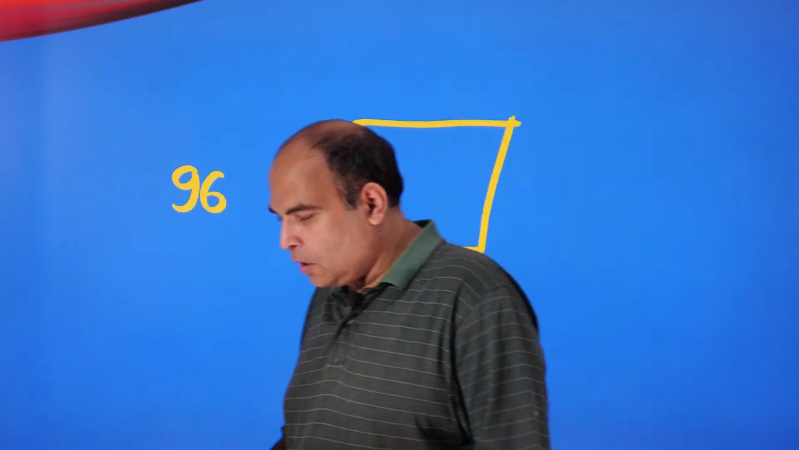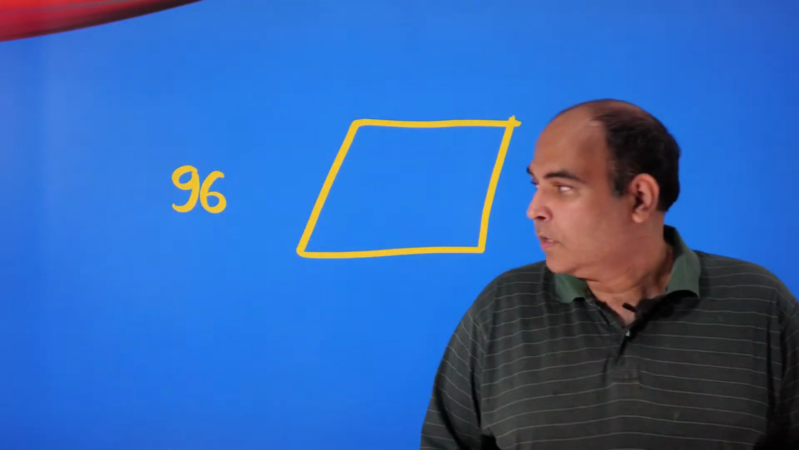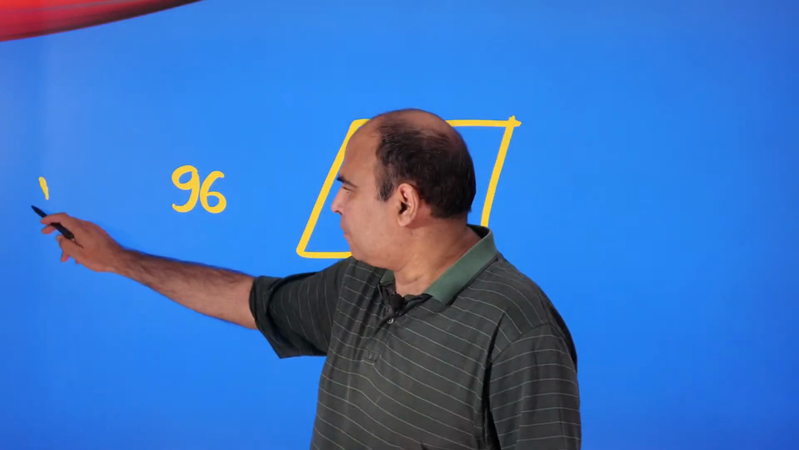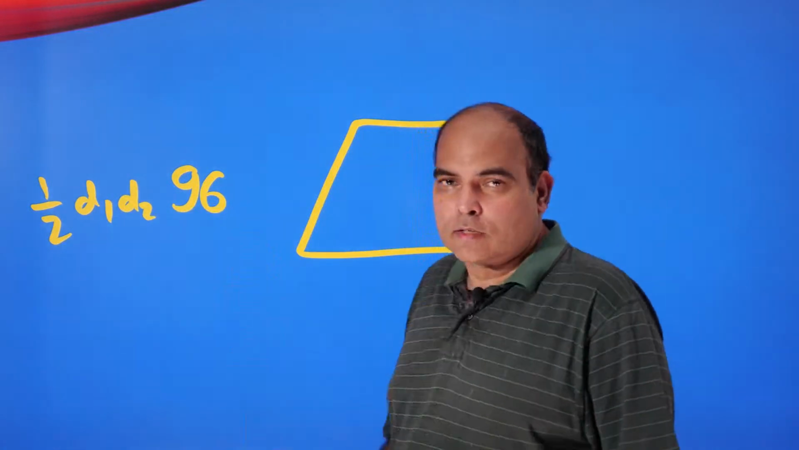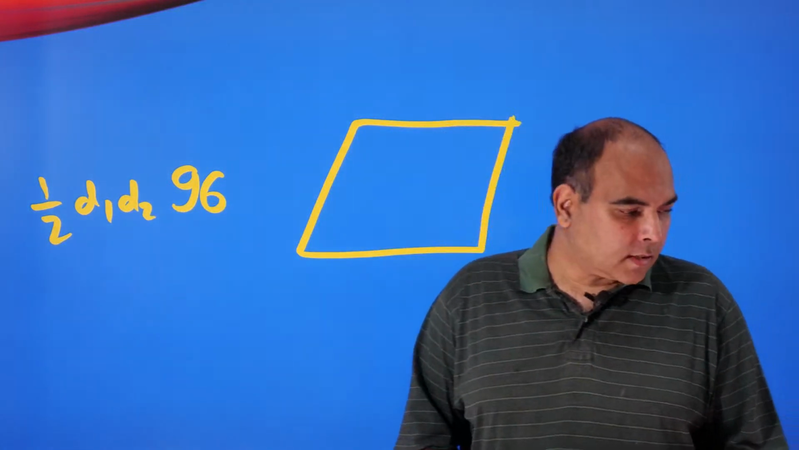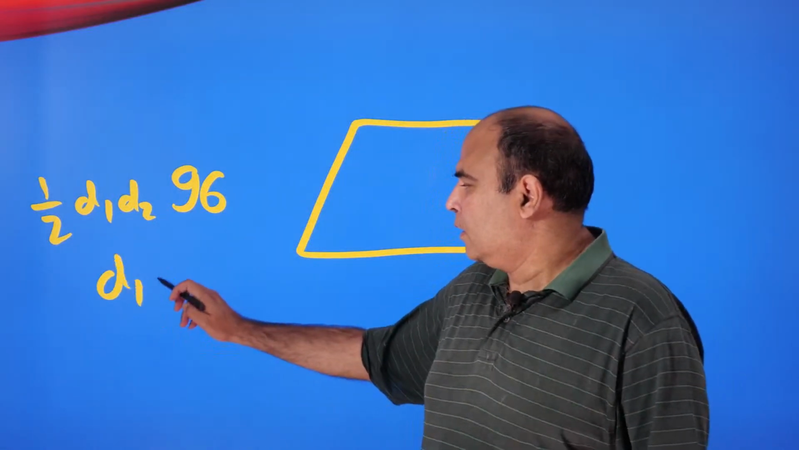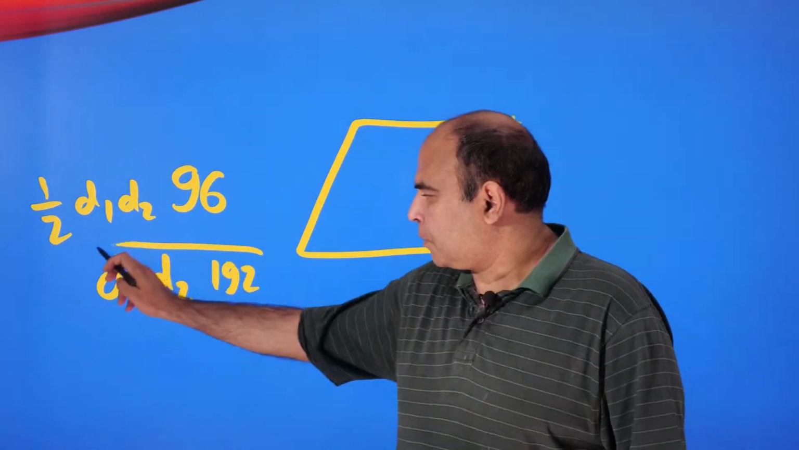So when I get the area of the rhombus information, my first reaction should be that the formula for the area of a rhombus is half d1 into d2, the product of the diagonals divided by 2. And since it's the product of diagonals divided by 2, I know that the product of the diagonals is 192. This is my first reaction in this problem.